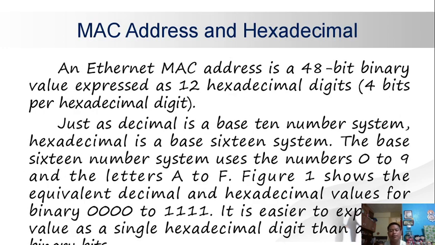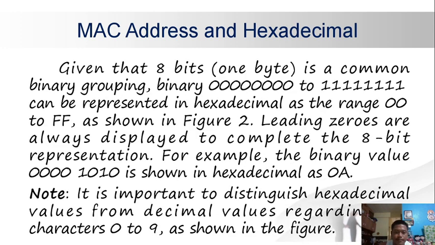MAC address and hexadecimal. An Ethernet MAC address is a 48-bit binary value expressed as 12 hexadecimal digits, 4 bits per hexadecimal digit. Decimal is a base 10 number system. Hexadecimal is a base 16 system. The base 16 number system uses the numbers 0 to 9 and the letters A to F. Figure 1 shows the equivalent decimal and hexadecimal values for binary 0000 to 1111. It is easier to express a value as a single hexadecimal digit than as 4 binary bits.